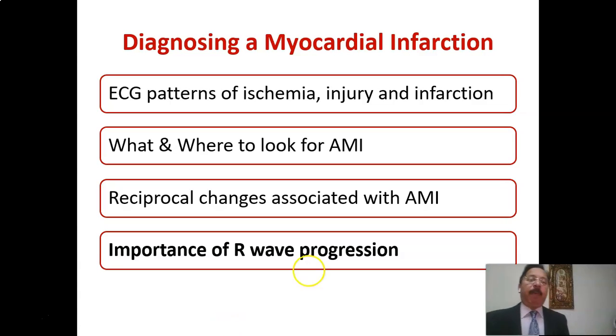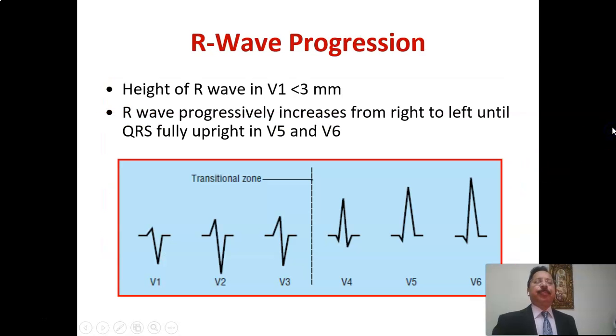Now we'll talk about the importance of R wave progression. If you look at the chest leads and focus on the R wave, it is smaller in V1, and as it keeps moving towards V2, V3, V4, V5 and V6, it keeps on increasing in size. So this is the normal progression.